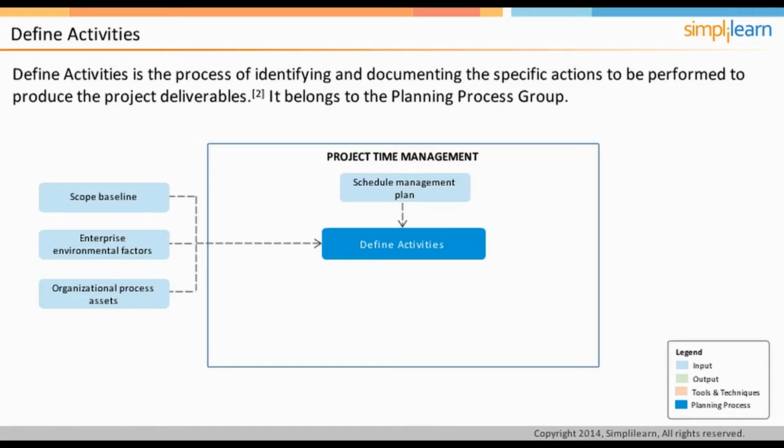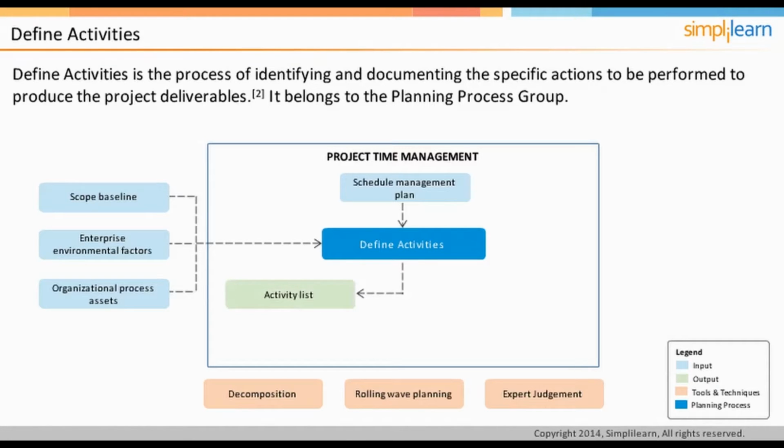The tools and techniques used in defining activities are decomposition and rolling wave planning. The last technique is expert judgment, where the experience of project team members is used in developing detailed activity lists. The output of the process is activity list, activity attributes, and milestone list.